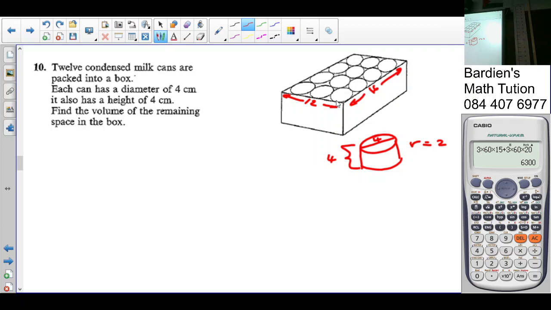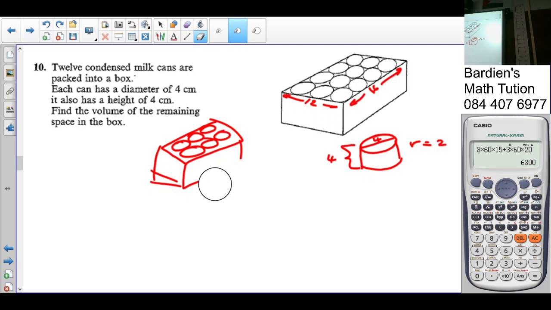Find the volume of the remaining space in the box. We are told that 12 condensed milk cans are packed. So, how many layers of condensed milk do you have here? 1 layer. If it was packed like this, then how many layers would there have been? 2 layers. Why? Because I had 6 in the top layer and 6 in the bottom layer.